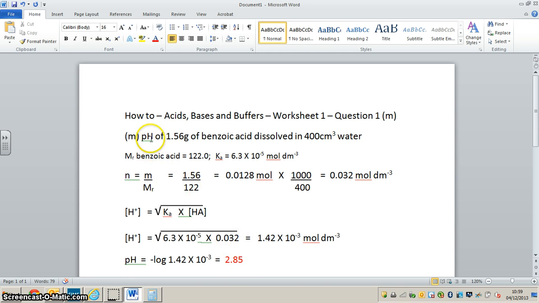So in summary, the pH of 1.56 grams of benzoic acid dissolved in 400 centimetres cubed of water is 2.85. Once again, I hope that helps.